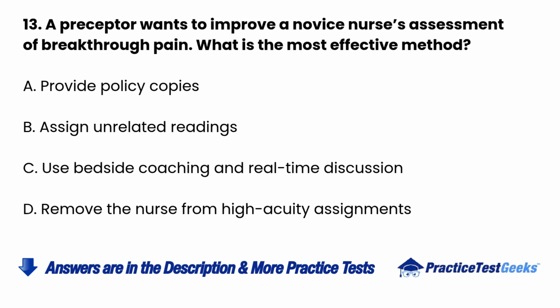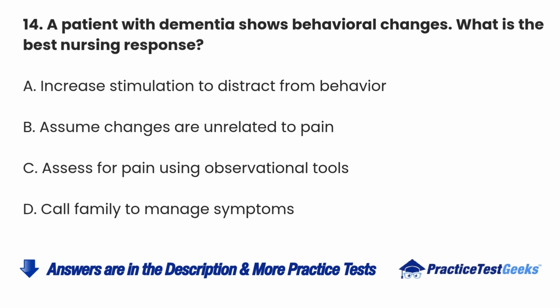A. Provide policy copies. B. Assign unrelated readings. C. Use bedside coaching and real-time discussion. D. Remove the nurse from high-acuity assignments. 14. A patient with dementia shows behavioral changes. What is the best nursing response?